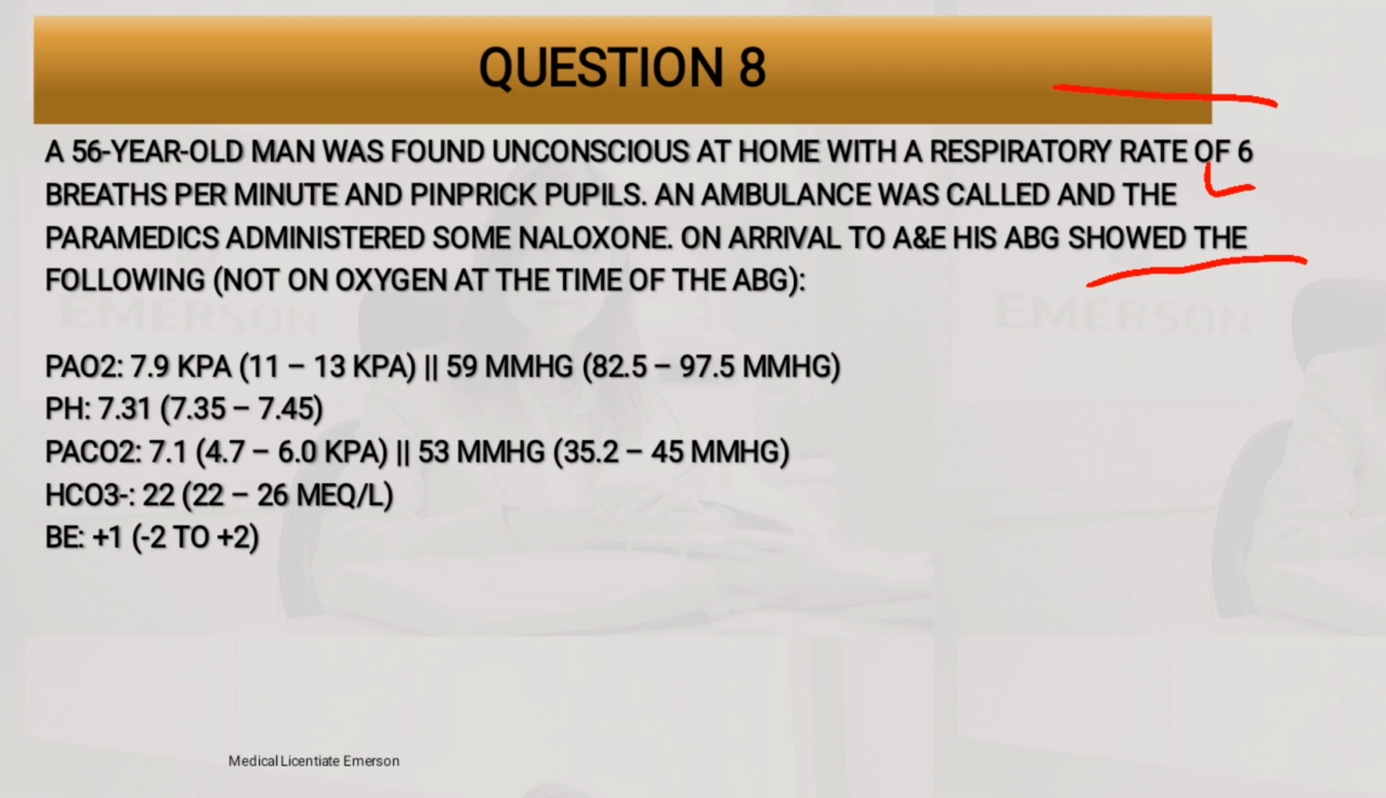So the patient was not on oxygen at the time of the ABG. The partial pressure of oxygen was 7.9 kilopascals, and in millimeters of mercury it was 59. The pH was 7.31. The partial pressure of carbon dioxide was 7.1 kilopascals, and in millimeters of mercury it was 53. The bicarbonate level was 22, and the base excess was positive 1.